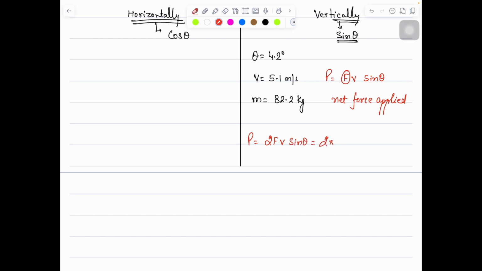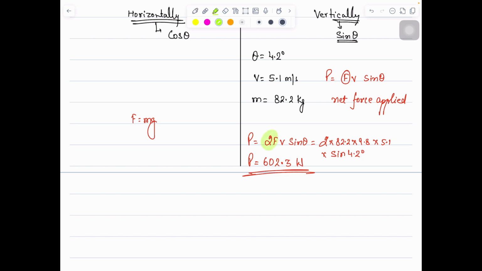So 2 times, what is the applied force? Force means m times g. So what is the mass? 82.2. Okay, what is the gravity? 9.8. Multiply. Okay, what is the velocity? 5.1. And what is the sine of 4.2 degree? Solve this. So power is equal to, you will get 602.3 watt. Clear? Fine.